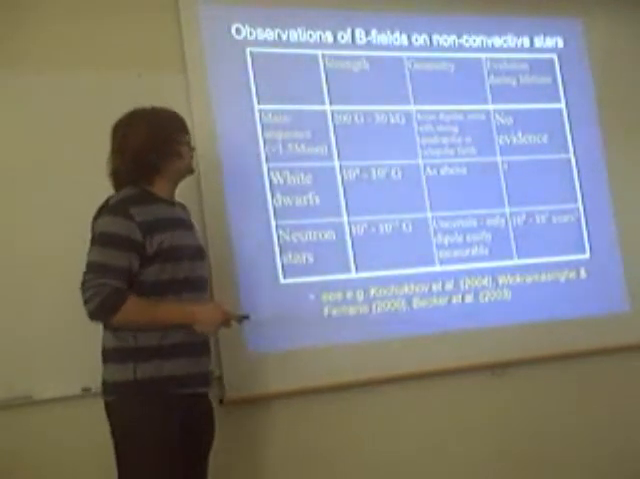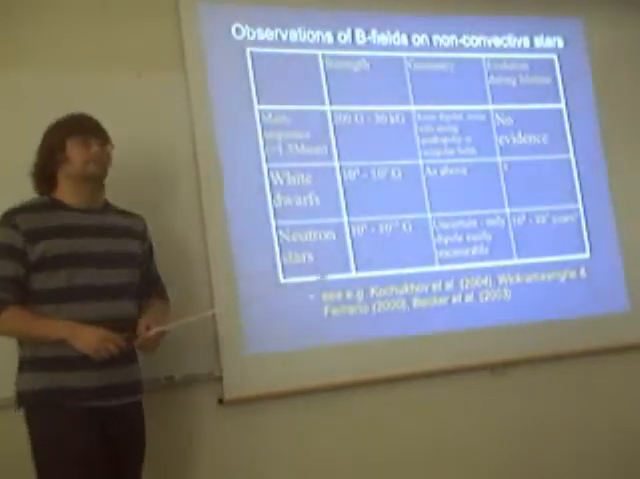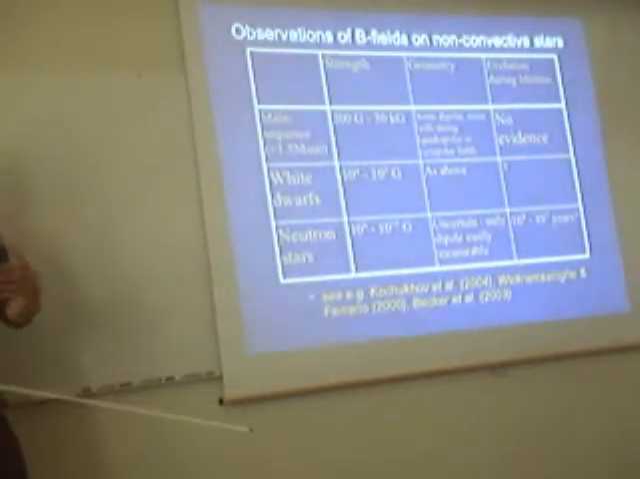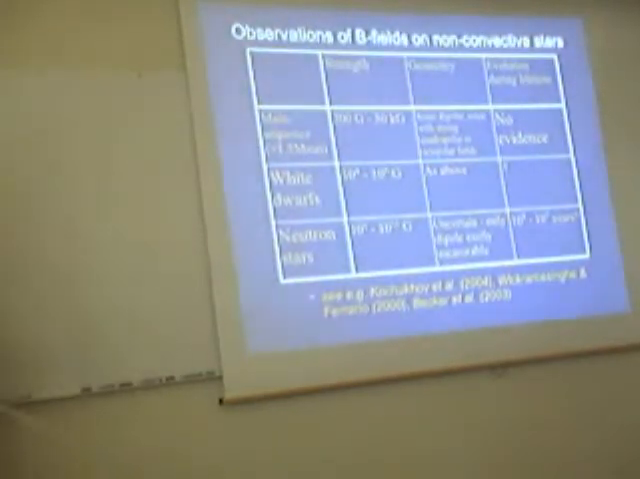Now the geometry of these fields, the massive stars, most of them have a roughly dipolar field. Some of them have a field which you can model better with a large quadrupole or an octopole. The white dwarfs, similar. Neutron stars, it's very difficult really to measure it at all. You can measure the dipole component by measuring the spin down rate. Getting an observational handle on the geometry is tricky.